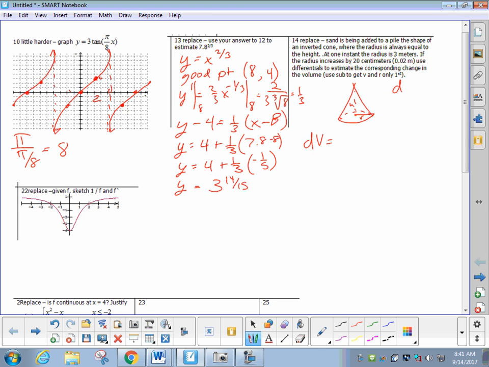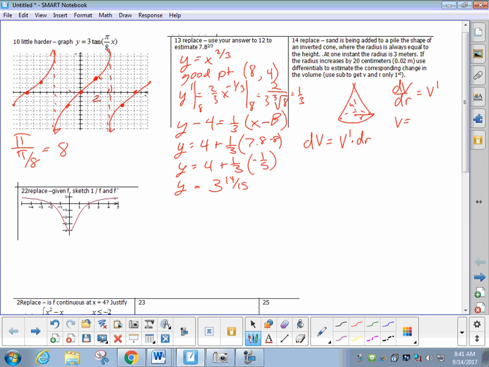Now, let's go here. The derivative is change in volume with respect to changes in radius, okay? And that is V prime. So if I split those, then dV is V prime times dr. How fast they change with respect to each other times the amount of change in radius tells you how much change in volume. All right, though, here's the problem. The function is a little wonky.